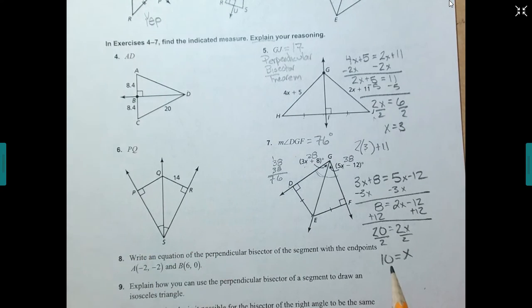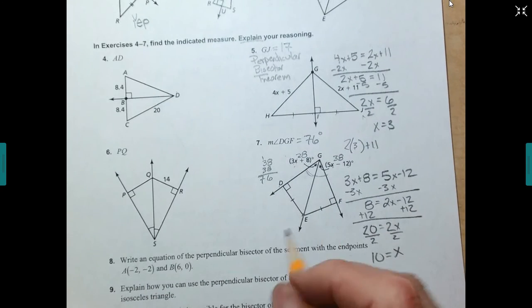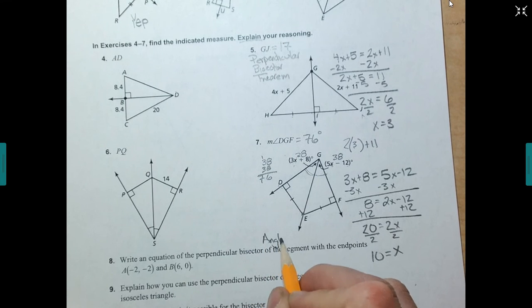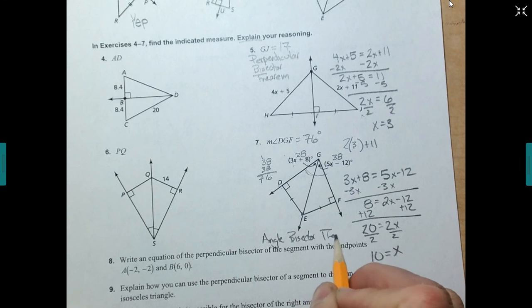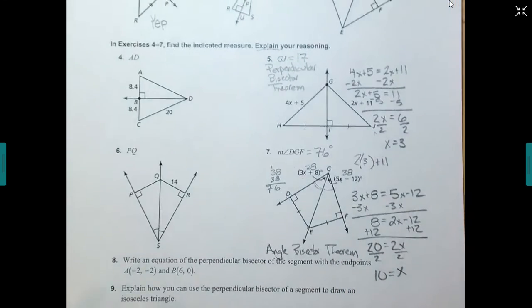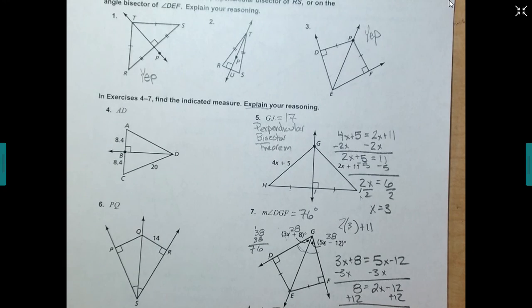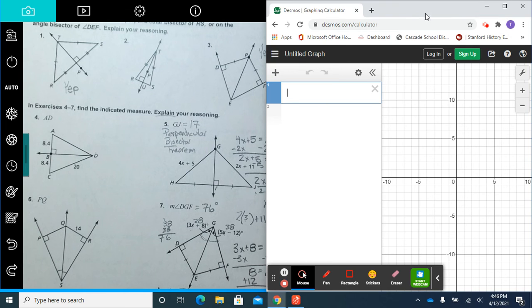And how do I know that? I know that because of the angle bisector theorem. All right, finish off all the evens for that. And please ask if you have any questions.